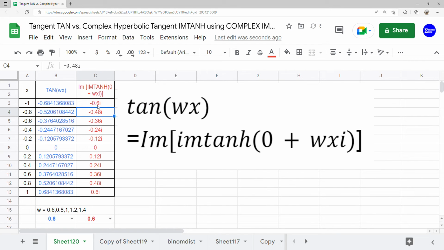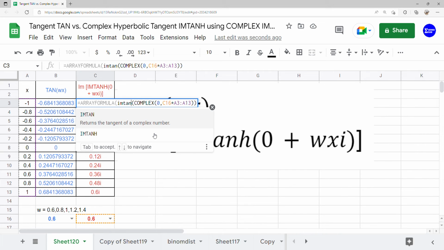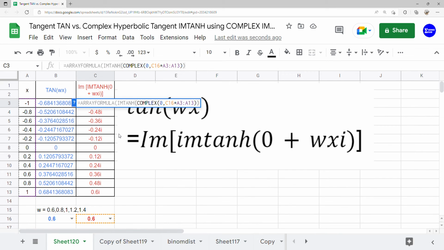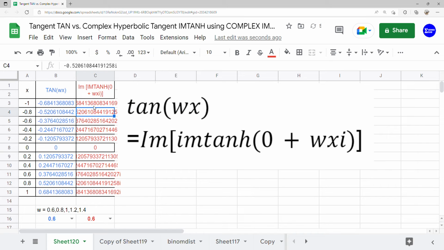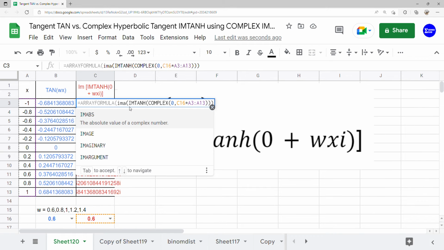And we continue with the IMTANH, or the complex hyperbolic tangent. So IMTANH, complex hyperbolic tangent. And we want the imaginary part because this is the imaginary part. So this will be imaginary.